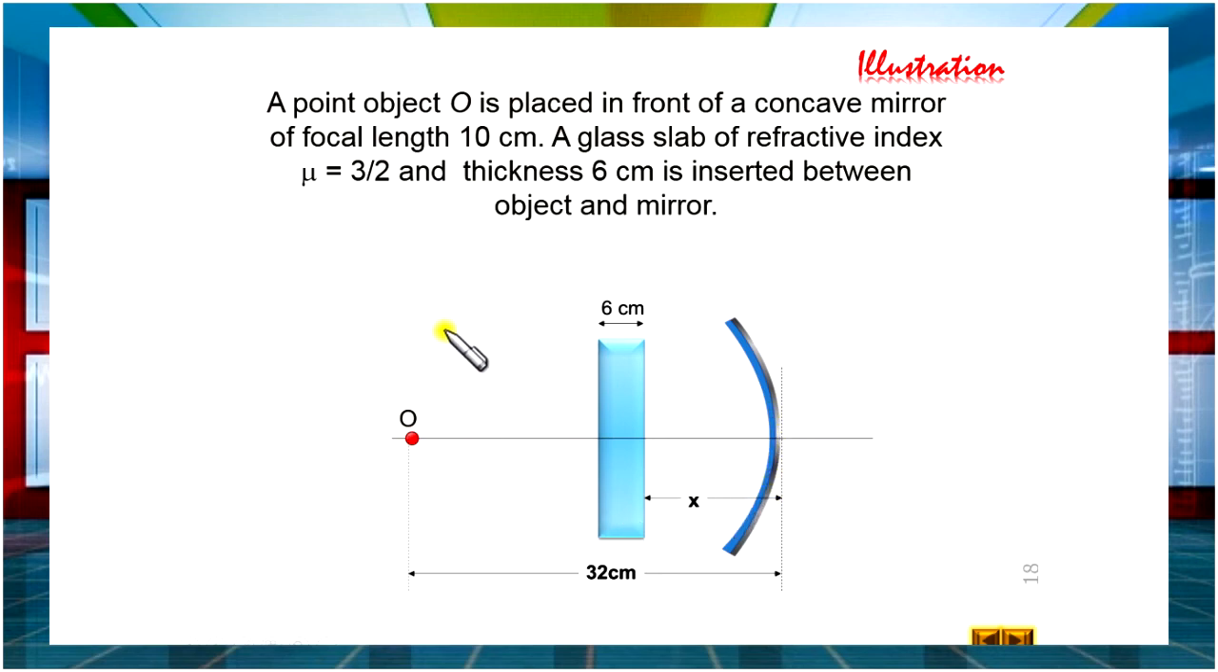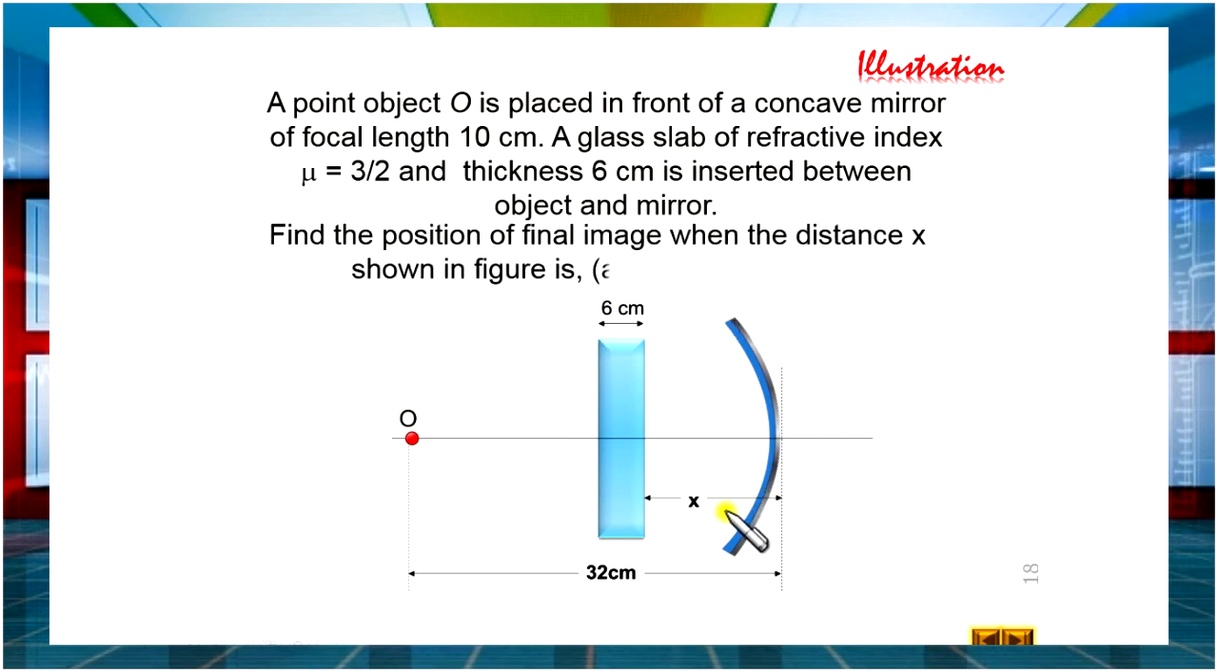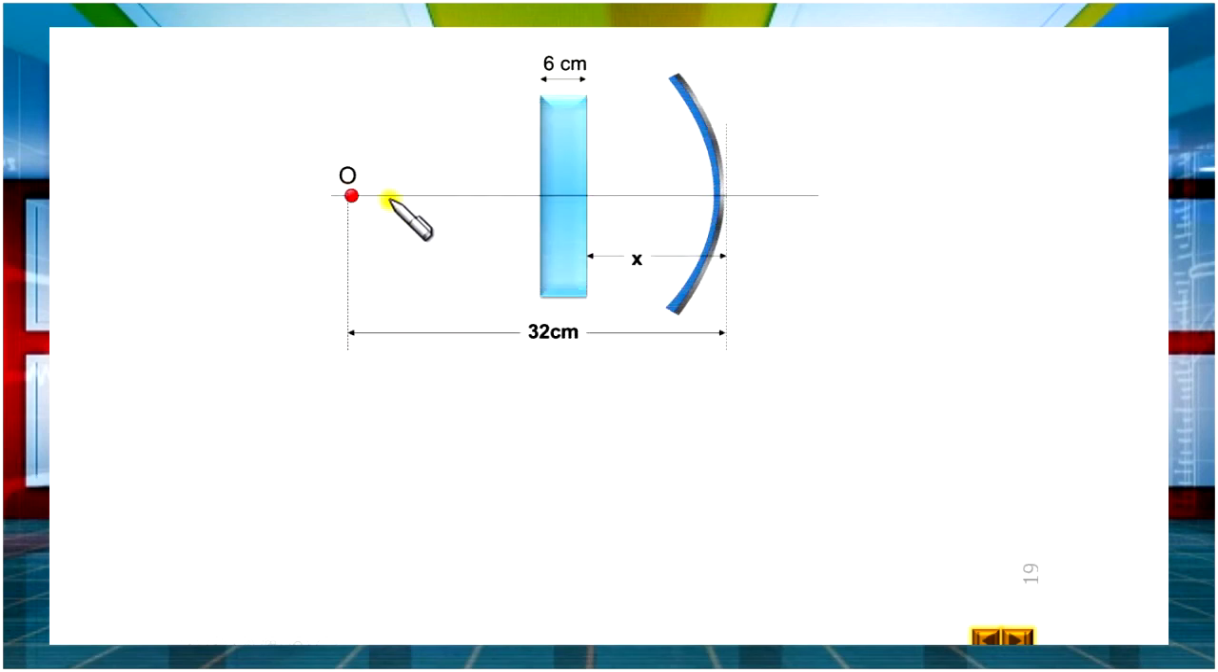We need to find the position of the final image when x, the distance of the glass slab with respect to the mirror, is 5 cm and 20 cm. That means we need to find the final position in two situations, when x equals 5 cm and 20 cm. Okay, so let us make the diagram on the next page here. Let us consider the direction of the ray from left to right.